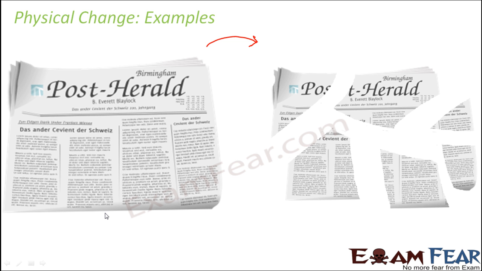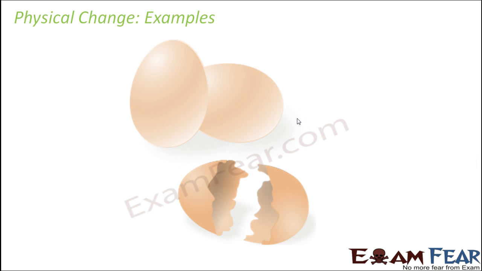Initially it was just one single rectangular piece of paper. Now it is like multiple pieces, each of different shapes. So the shape has altered, the size has altered, but again the chemical composition of paper is still the same. No new chemical substance has formed. So this is again an example of a physical change.